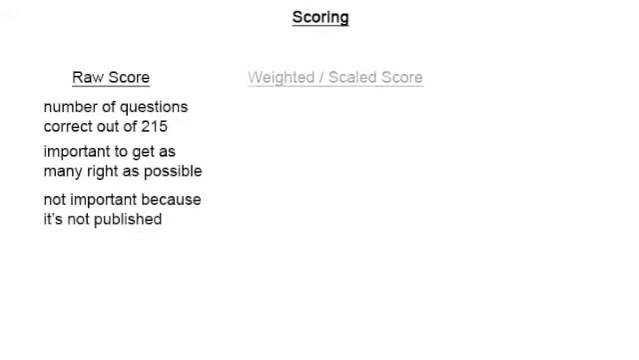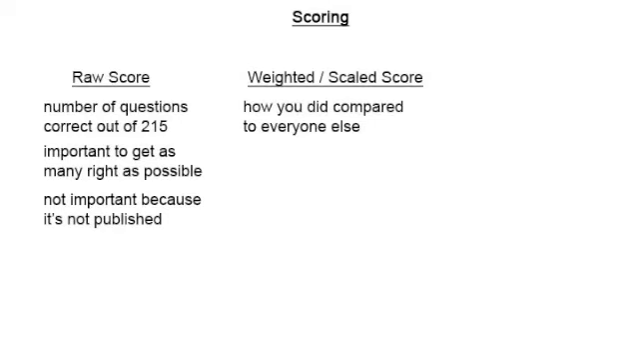So the scaled score is how you did compared with everybody else. If you got 215 correct out of 215, you did very well. If you got 5 right and everybody else only got 4 right, you still did very well. So neither one of those is very likely to happen, but it illustrates the point. The scaled score is the one that's published, and that will be between a 1 and a 36.